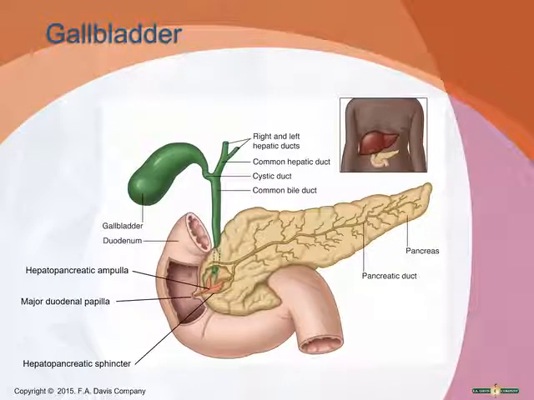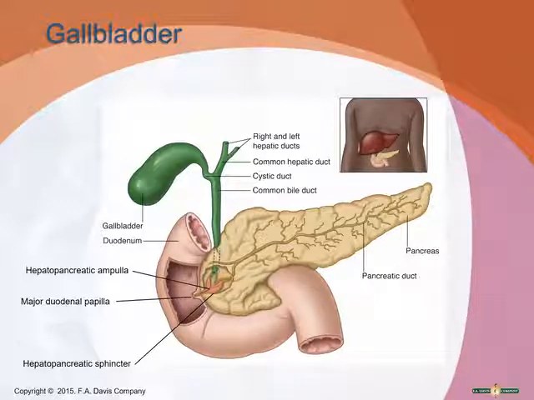The gallbladder. The gallbladder is attached to the underside of the liver. It stores and concentrates bile. It does not produce bile, it just stores and concentrates it. It's about 3 to 4 inches long, and it holds between 30 and 50 mL of bile.